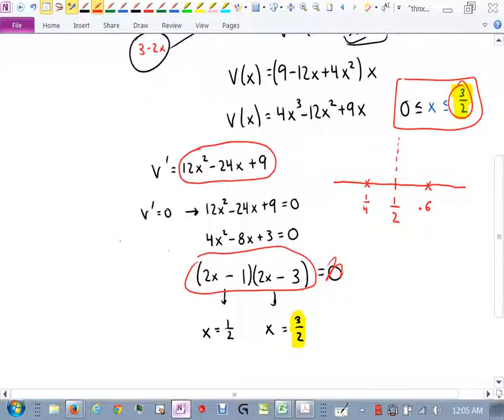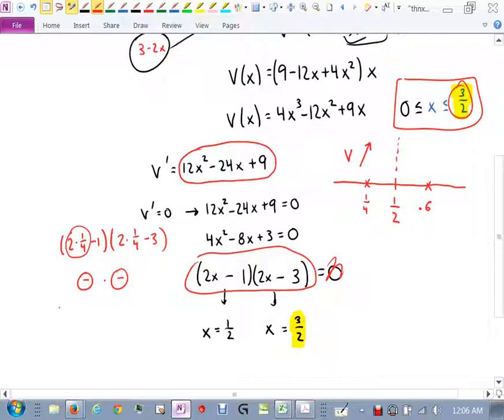So if I take this and I plug in 1/4, so 2 times 1/4 minus 3, what would I get here? Well, 2 times a 4th is a 1/2. 1/2 minus 1 is a negative number. Times over here, 2 times a 4th is a 1/2. Times a negative number, you get another negative. Negative and negative multiply to be positive. That means that my volume function is going up here.